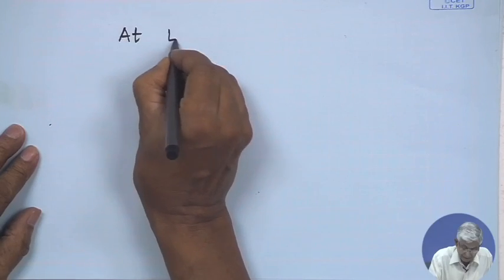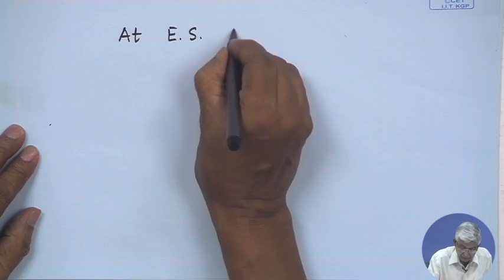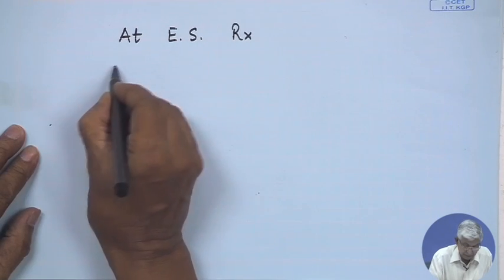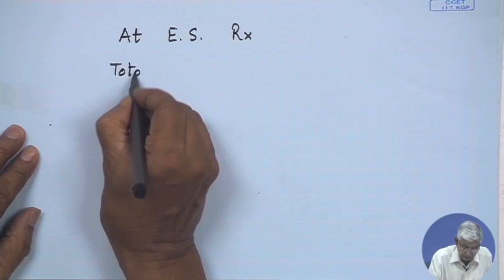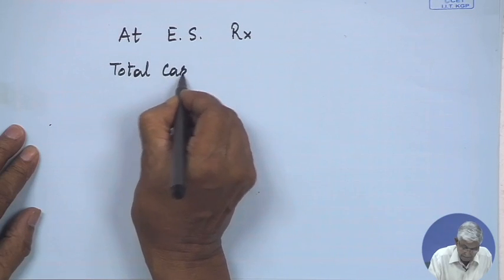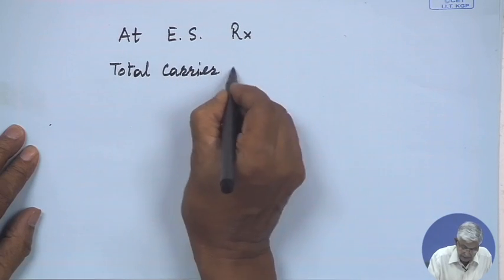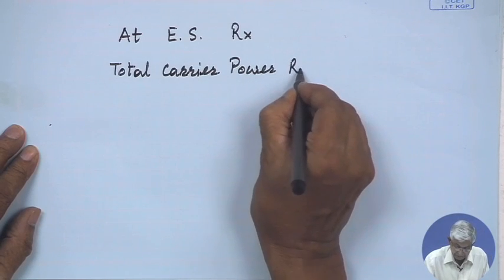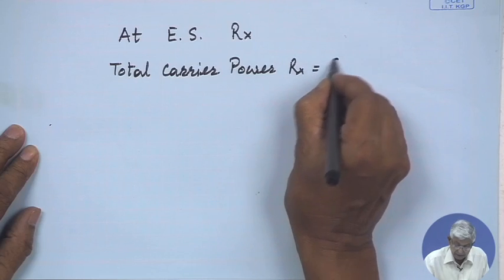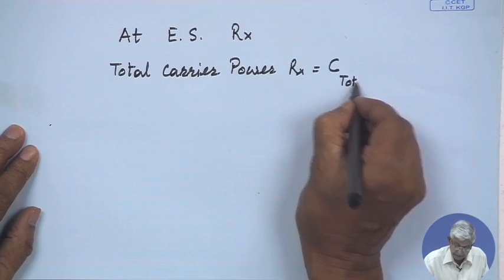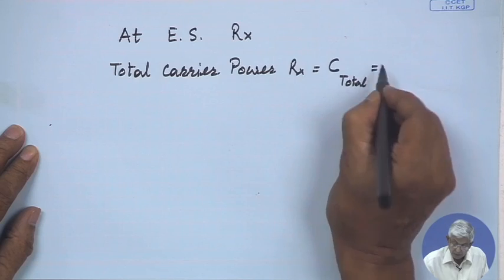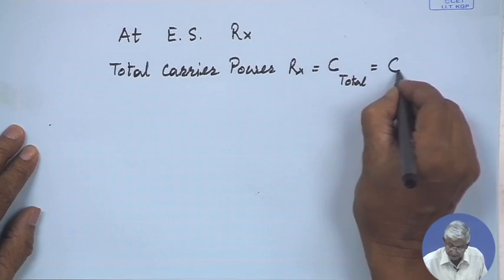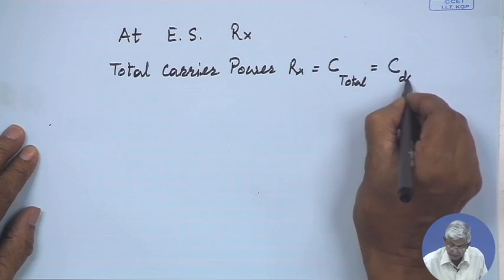So, the quality of service we see at the receiver. So, at the earth station receiver, the total carrier power received is called C total. What is received actually is the downlink carrier, so it is the same as C down.